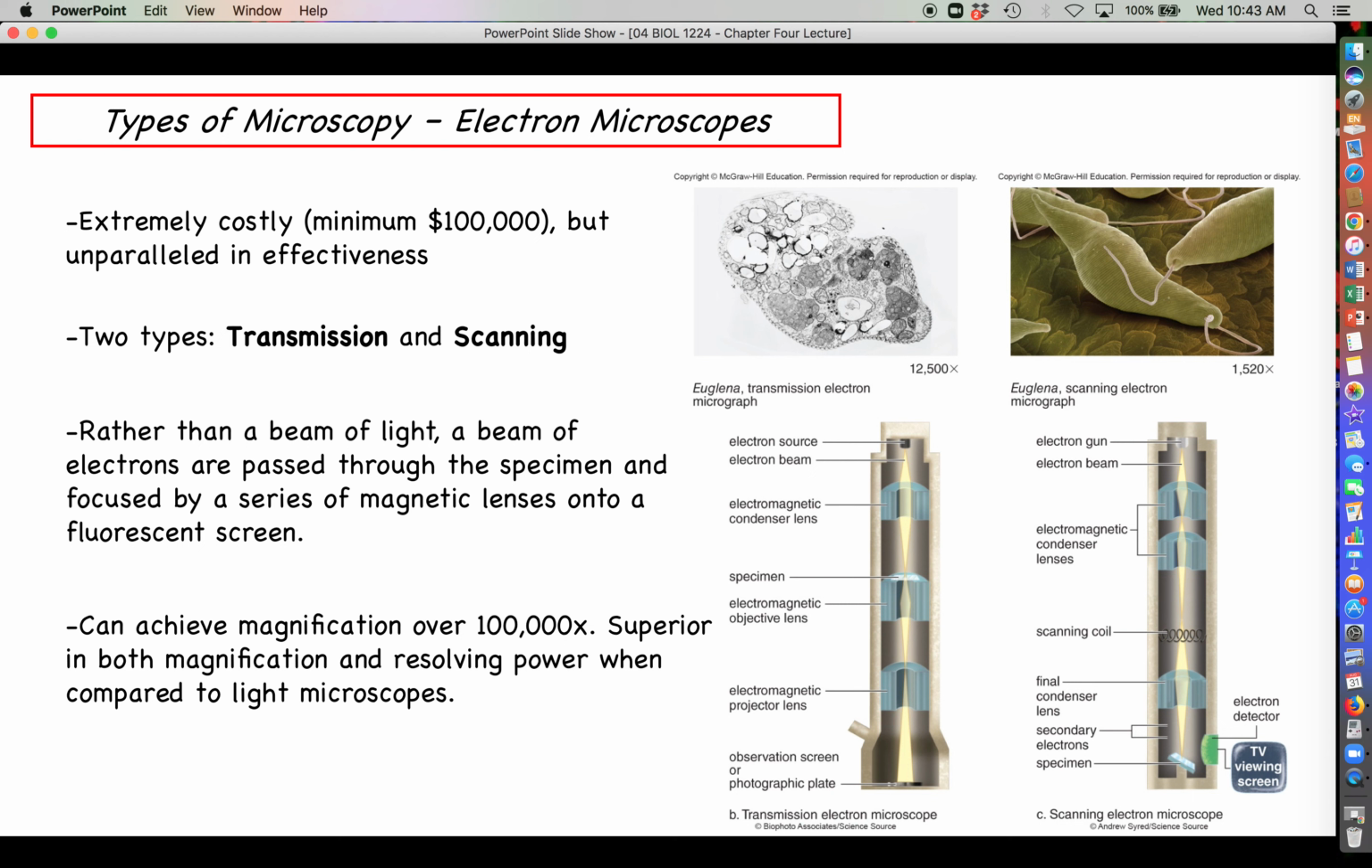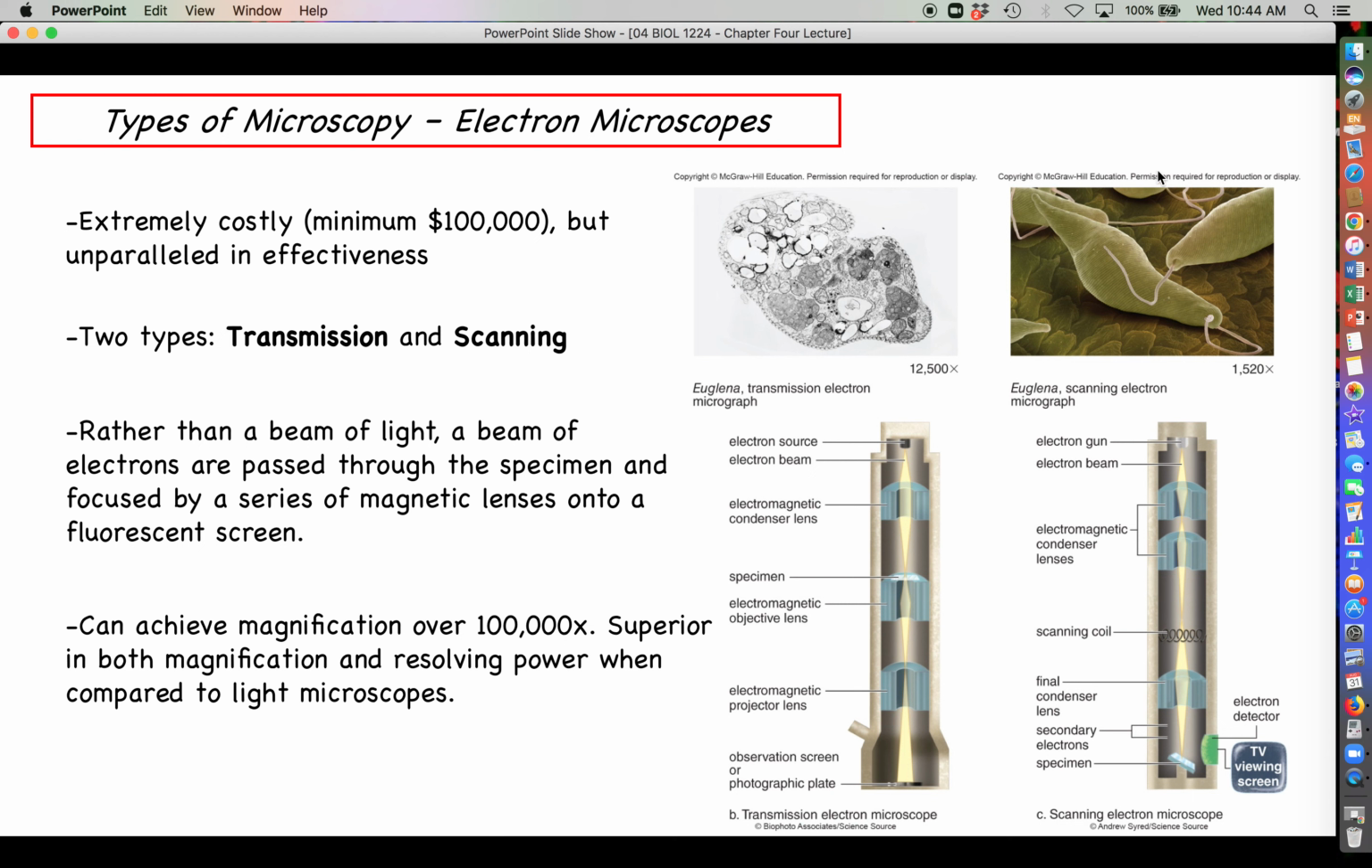Electron microscopes are incredible in the sense that they exceed the magnifying power of compound light microscopes. Your magnification level can get to over 100,000 times. In these pictures of the euglena, with the transmission electron microscope, you can actually see very specific structures inside of the cell, which was not possible just from using a compound light microscope.